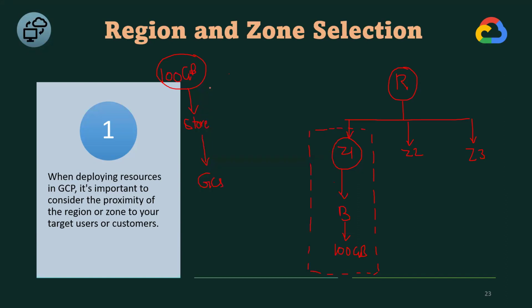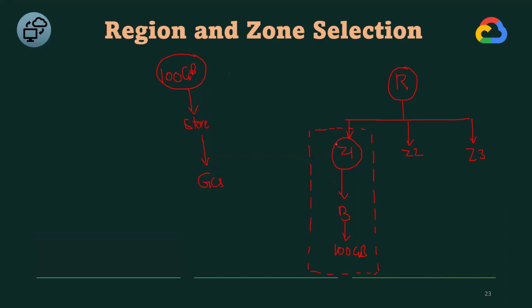Whenever you select a single zone, if there is an unexpected failure in that zone, you are going to lose your entire data. So whenever you are deploying a resource, deploy it in multiple zones, so that if this zone crashes, you can have your data from here. If this zone is also crashed, you can have your data from here.